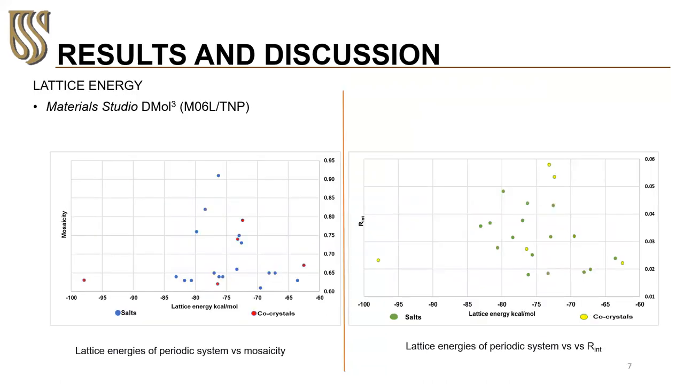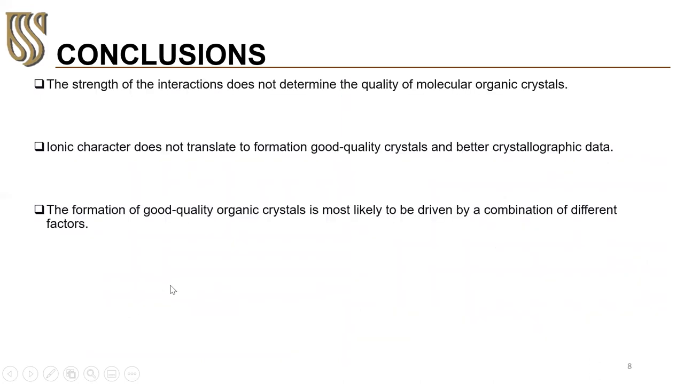The lattice energy, which is often used to predict the stability of the crystal structure, does not correlate with the quality of crystals. As we see, both co-crystal and salt are in the lower region of mosaicity and R-int, as well as the high region of mosaicity and R-int.